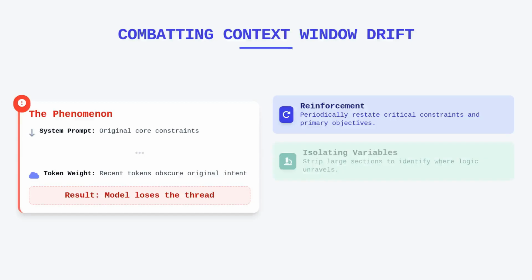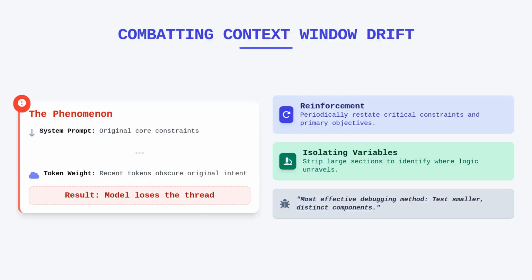If you find the model beginning to digress, isolating variables is the most effective debugging method you have at your disposal. By stripping away large sections of a prompt and testing the model's performance on smaller, distinct components, we can identify exactly where the logic begins to unravel.